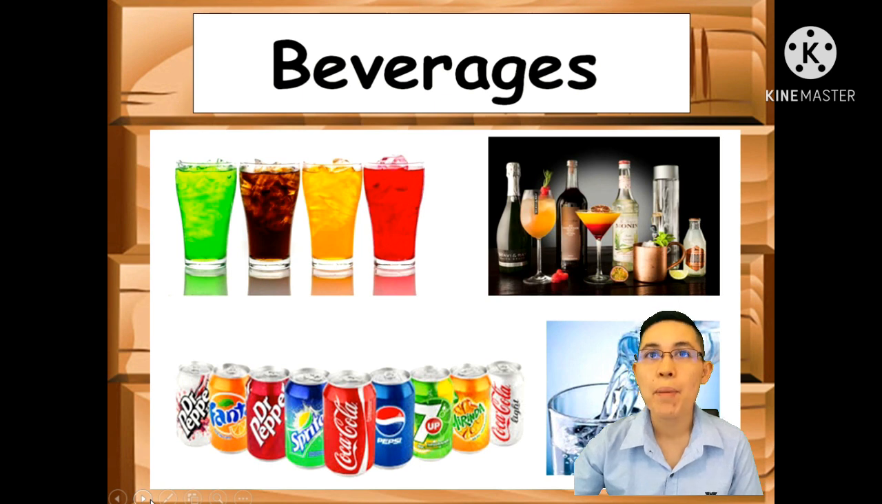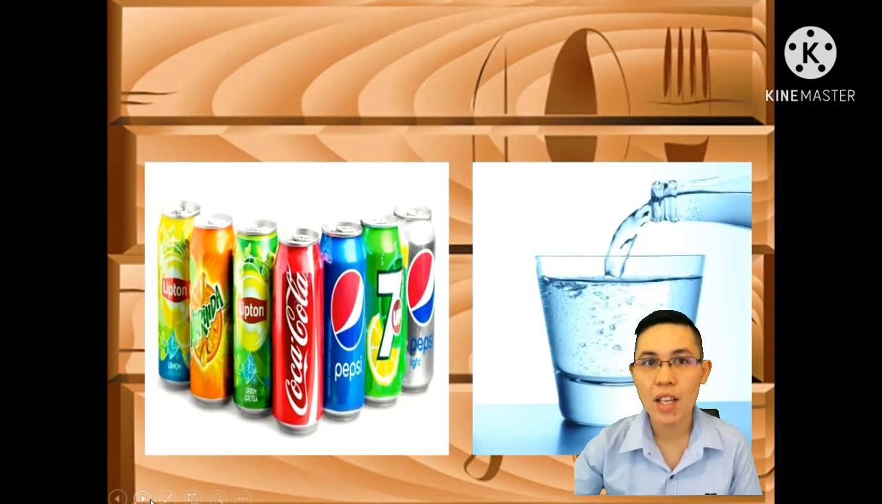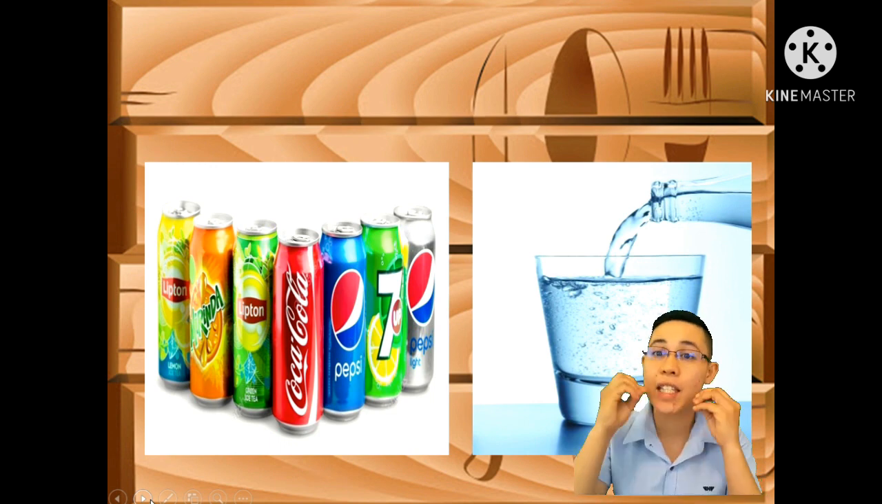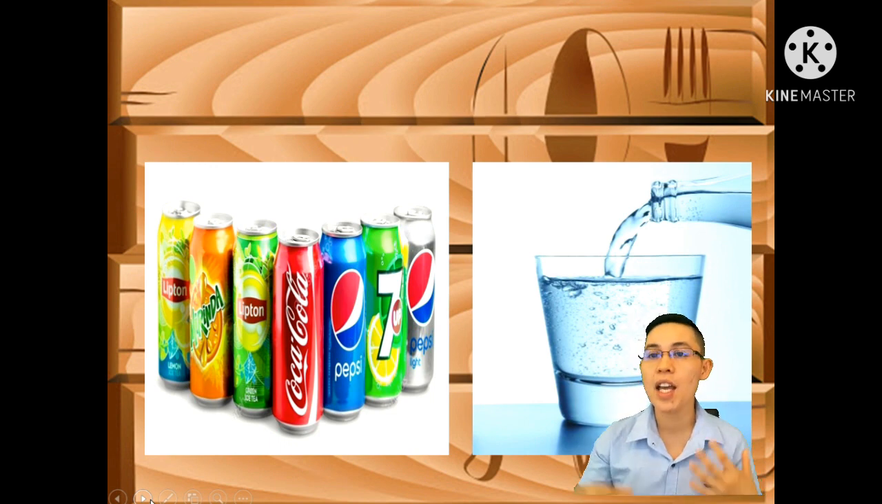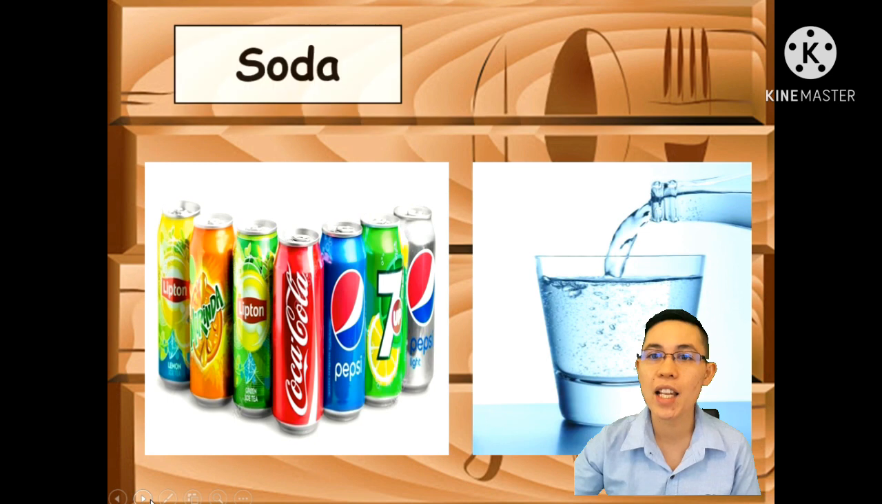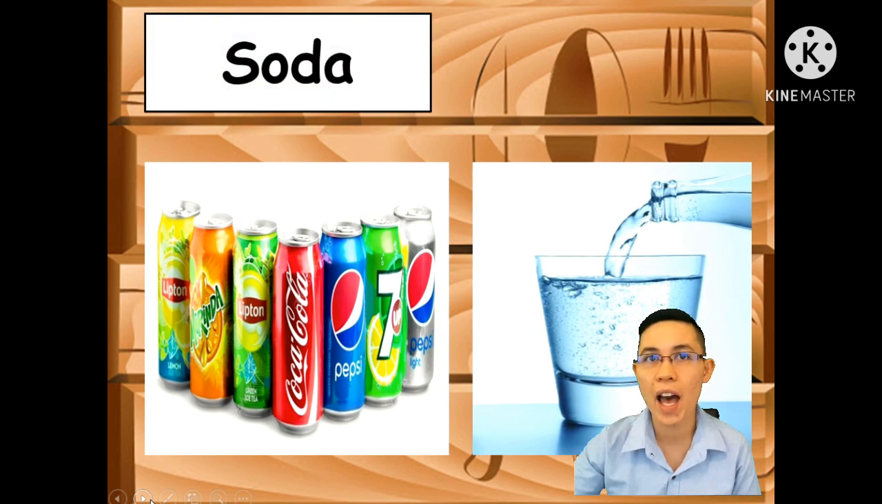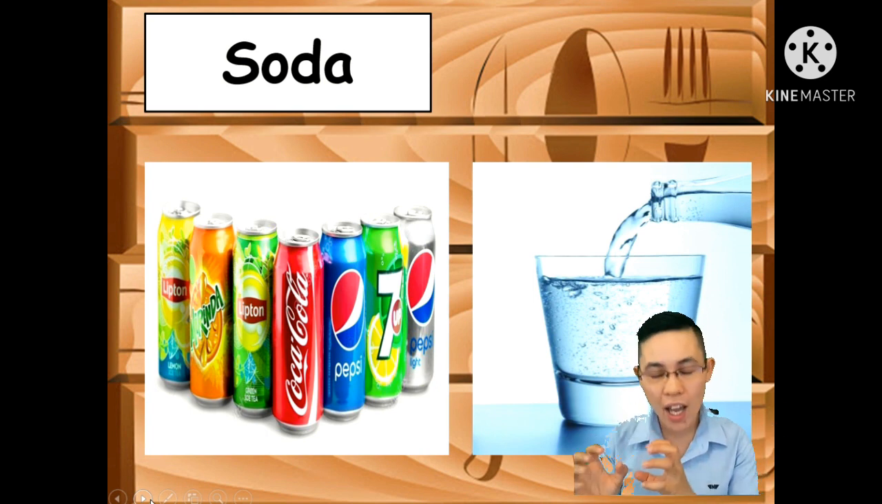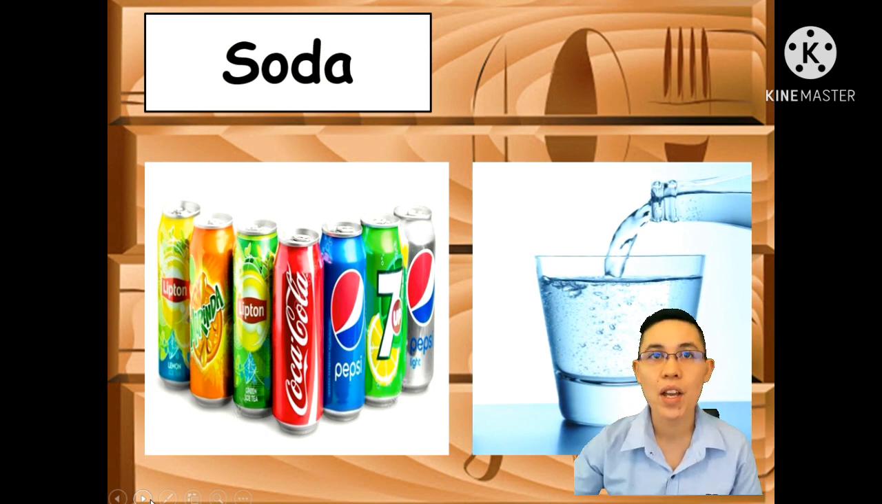Okay. Next, we have beverages. Again, beverages. So we have different kind. What is beverages? Actually, it's drinks. Okay. Now let's go ahead and let's learn some of it. So we have soda. Okay. Now just to clarify, soft drinks and soda is actually the same.